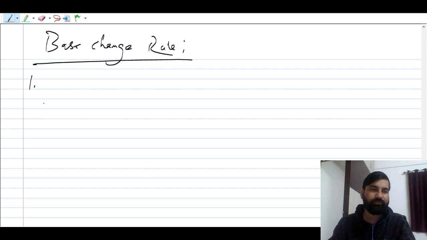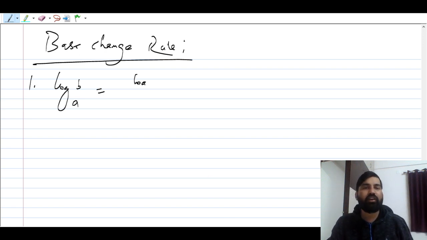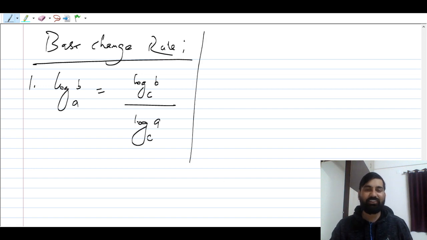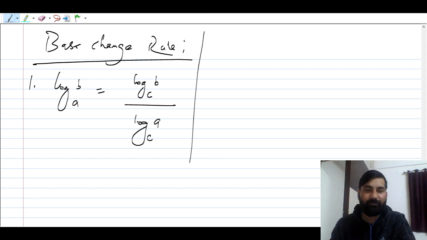Suppose you have log b base a. You can always write this with a new base, say c, as log b base c upon log a base c. This is the first situation. So if log b base a is given, you can convert into a new log base. So log b base c upon log a base c. This is the first base rule that you have to remember. It is one of the very important rules for solving logarithms.